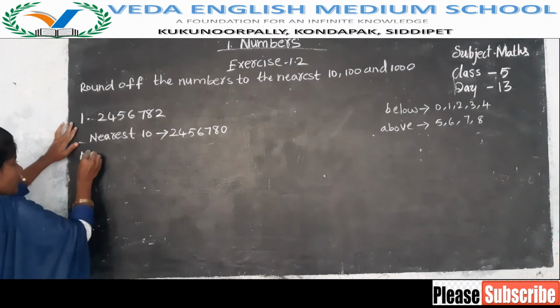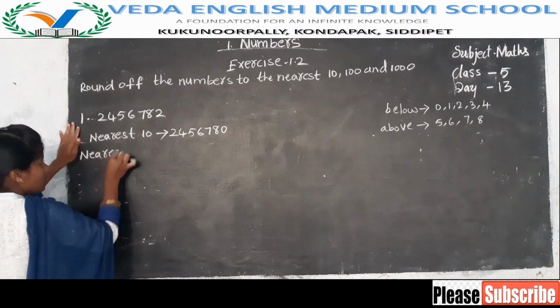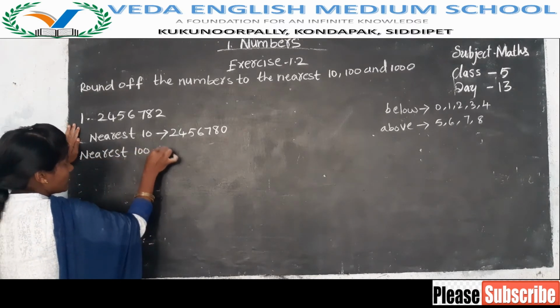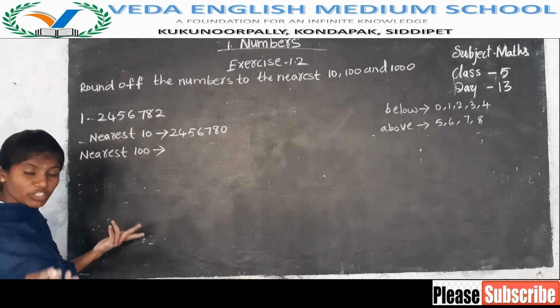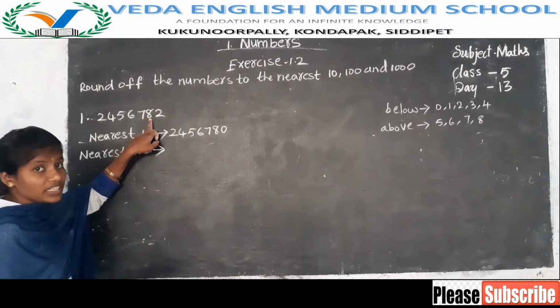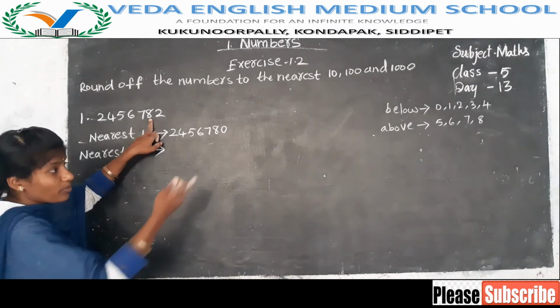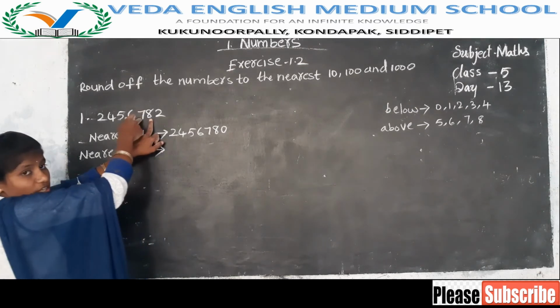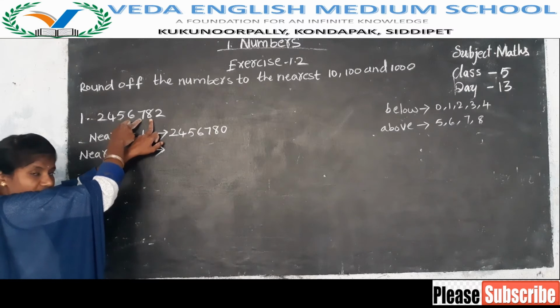Next, nearest 100. Nearest 100 means which place value you have to check? You have to check the place value of tens. What do you have in the tens place? 8. 8 is above number or below number? Above number. Above number means you have to increase the next number or not? Yes, you have to increase the next number.